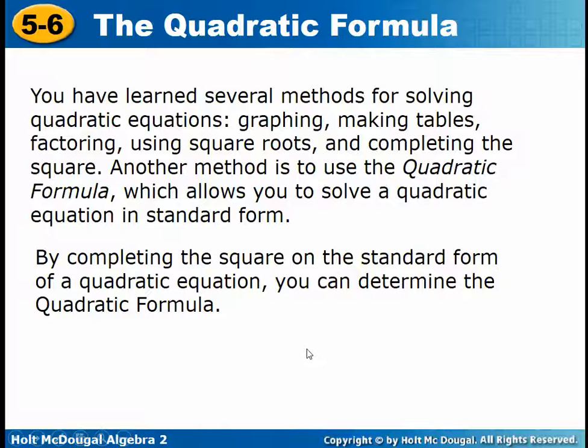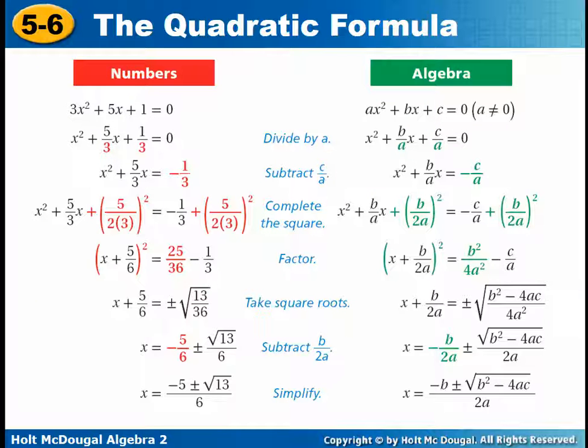So what have we learned so far? You've learned how to solve quadratic equations by graphing and seeing where the x-intercepts are. You've made tables, you factored, you used square roots and also completed the square. And now we have another method called the quadratic formula. The quadratic formula comes from completing the square. And this is where it comes from.